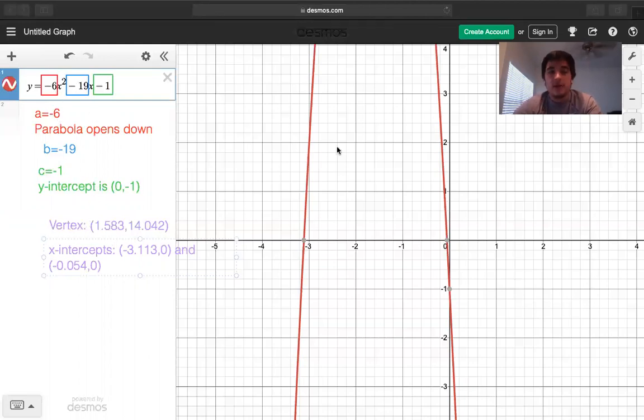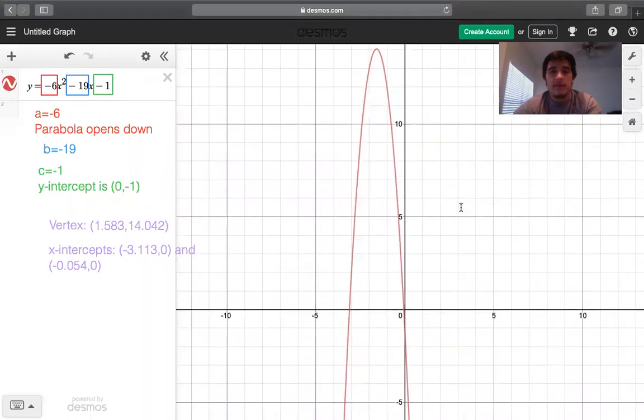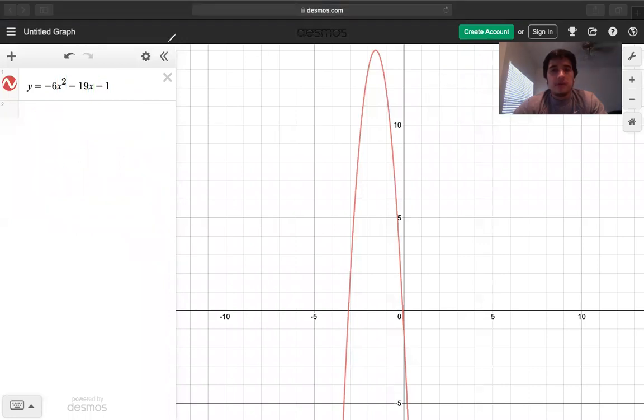I can still tell that the parabola opens down. My B is -19. My C is -1, which tells me the y-intercept is -1. And I got my vertex up here and my x-intercepts right here, okay? So it looks kind of weird, but it's the same thing. There's nothing different, okay? One more thing that I do want to show y'all before I end the video is the order of stuff.